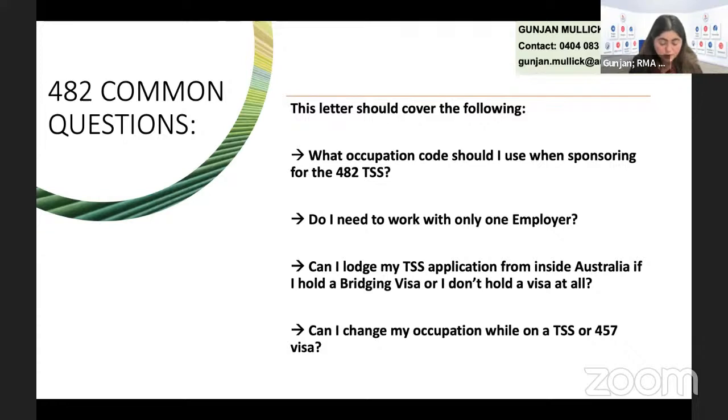Janak is asking, do we have to work with the sponsor employer after 186 grant? If we are in Australia, can we apply as offshore candidates too? So if you are in Australia, then you are an onshore applicant. But why do you need to apply as an offshore if you are already in Australia? That is not required. If you're already in Australia, then you apply as an onshore candidate. So that's fine.